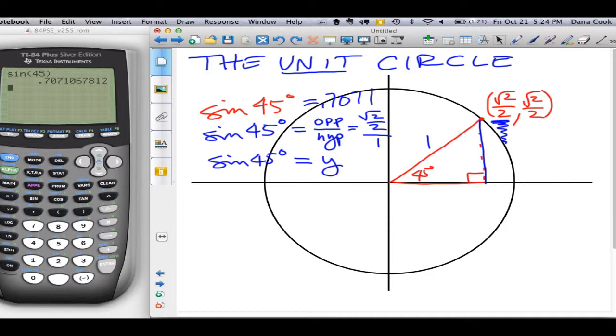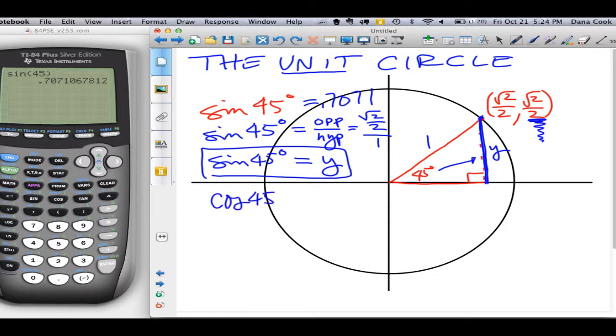Ooh, I drew this underneath the wrong one. This really goes over here. It's really the y, because opposite the 45 degrees is this length, which is equal to the y value for this point. If I ask for the cosine of 45 degrees, it is going to be the same value, this 0.707 or square root of 2 over 2, because it's an isosceles right triangle. But it is going to be equal to the x value, this value, because that's the adjacent leg to this 45.